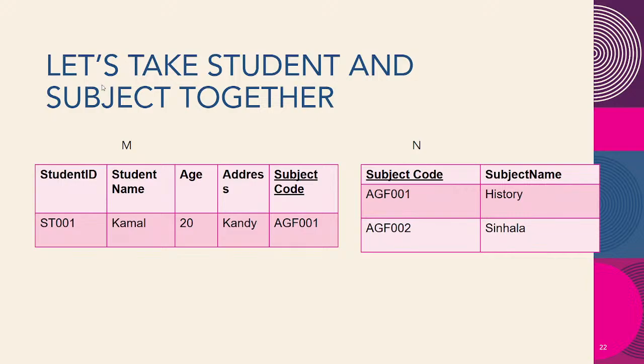Now we will see how you can implement a many-to-many relationship. For example, if we take one student, that one student has many subjects, and if we take one subject, that one subject also has many students. So in that relationship we will indicate a many-to-many relationship.